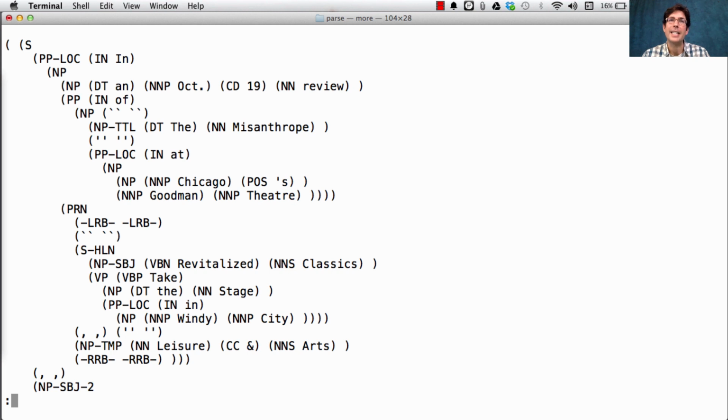The tree bank takes actual Wall Street Journal sentences and asks humans to annotate their syntactic structure. So this says that in this sentence, there's a prepositional phrase starting with the word in, and then it tells you what that prepositional phrase is, an October 19th review of The Misanthrope at Chicago's Goodman Theater. And then there's a parenthetical phrase after that. That's what the Wall Street Journal writer decided to write. It says, revitalized classics take the stage in Windy City.